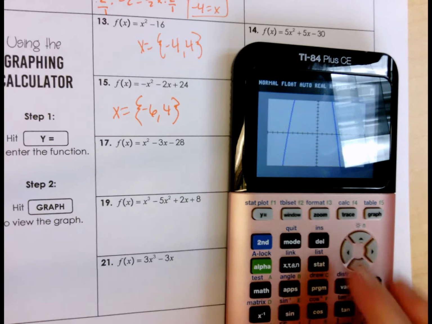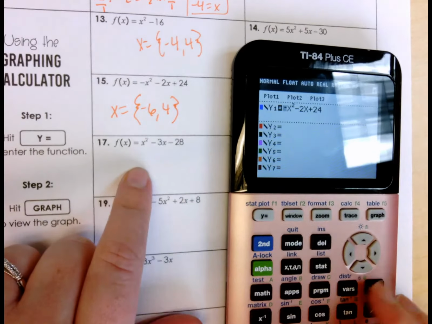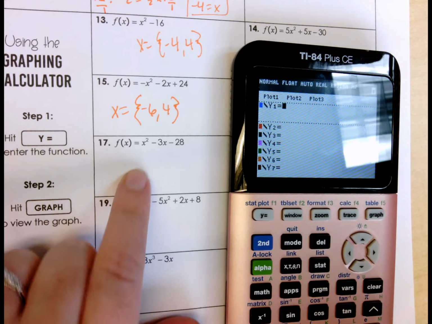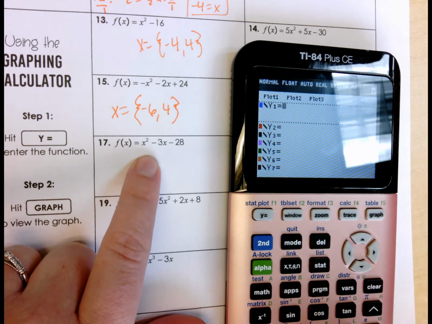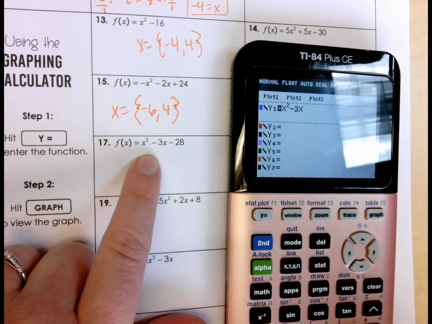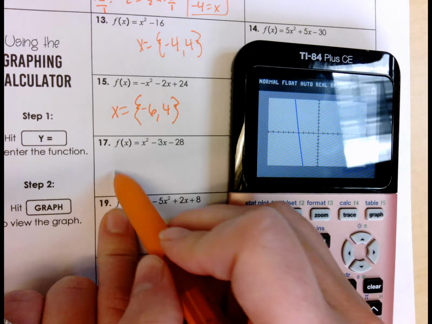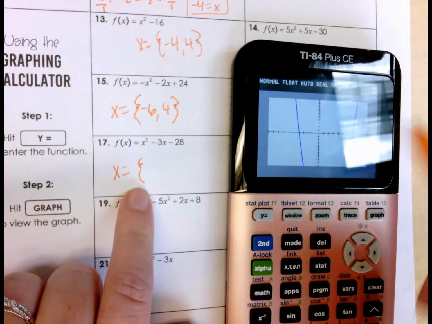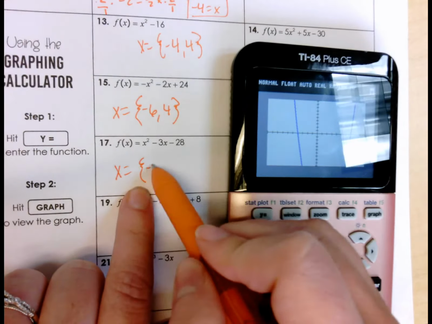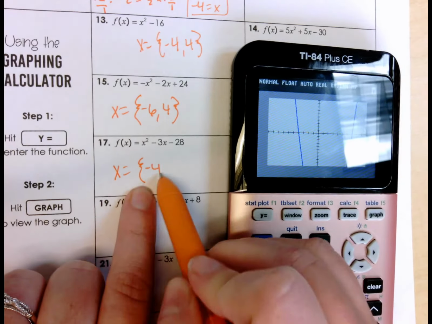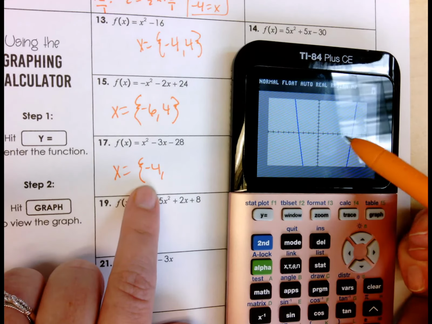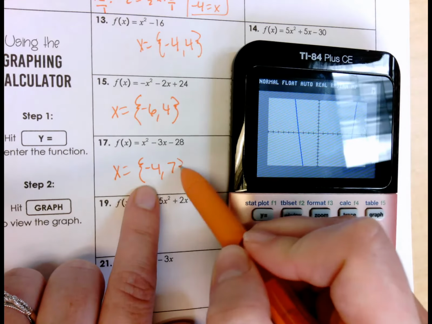On number 17, we'll go back, we'll do the same thing. So y equals, press clear to get that cleared out. We're going to type in x squared minus 3x minus 28. And we're going to hit graph. And x is equal to negative 4 and positive 7. Okay.